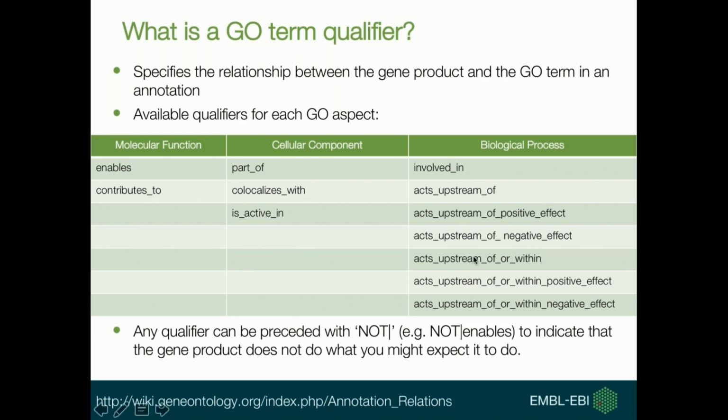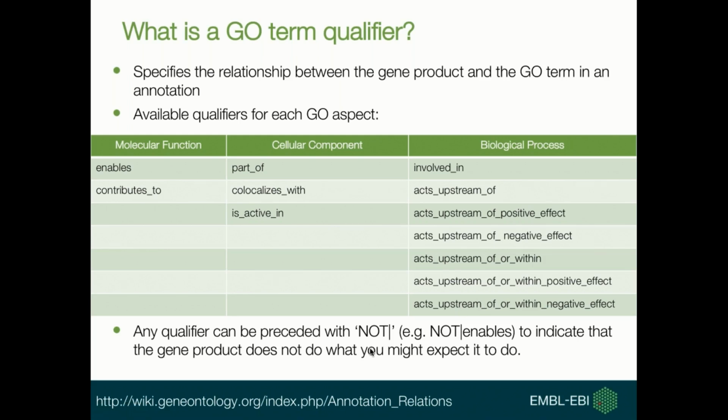Now, these qualifiers can change the relationship between the GO term, and sometimes you can also change that qualifier by including the expression "not" before it. So for example, "not enables" means it does not have that particular molecular function, to indicate that a gene product does not do what you might expect it to do.